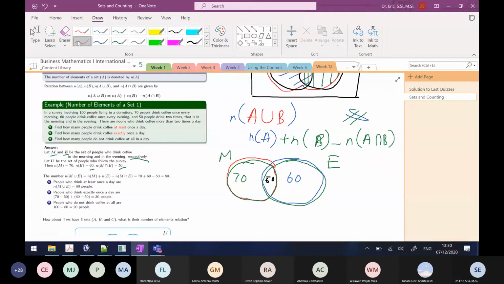So the crescent moon area, this one, is 70 minus 50, that is 20. What about this crescent moon area?